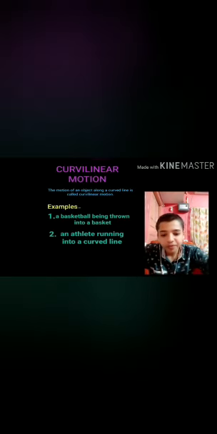Take a basketball being thrown into a basket. See this basketballer named Michael Jordan. When he's playing basketball, or when you play football or basketball and other running games, you can't move straight; you have to move in a curve. That's why this basketball player is in curvilinear motion, because he is moving and dunking in a curve. Now take an example of an athlete running on a curved field or curved line. This ground is curved, which means they will run in a curve. That's why this is curvilinear motion.